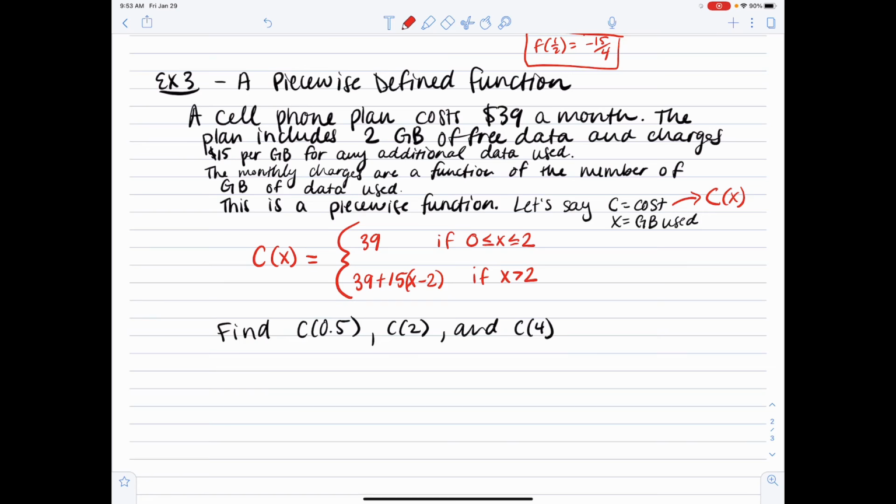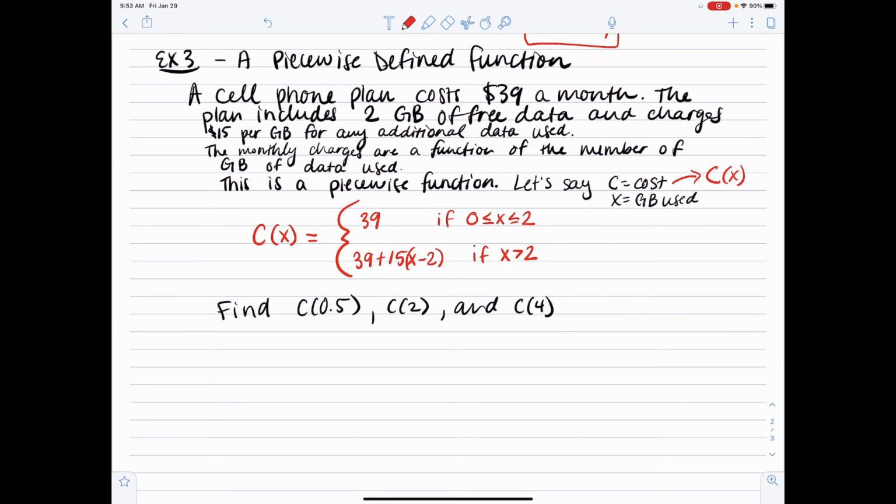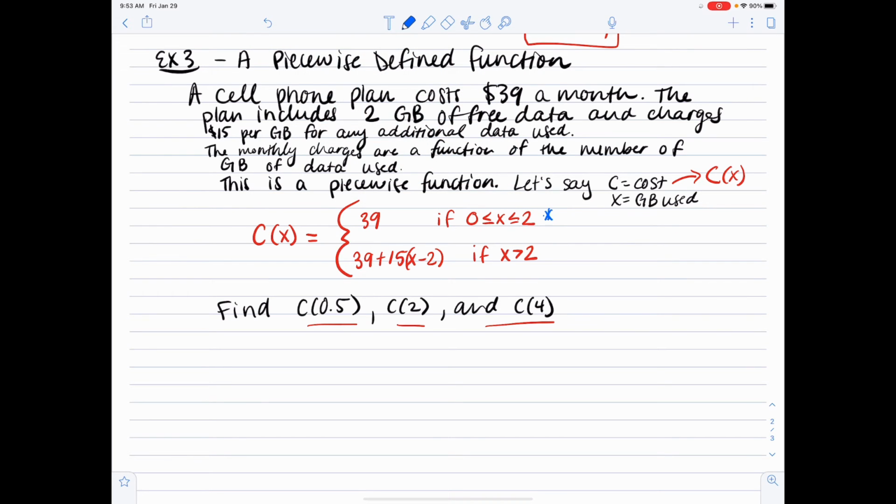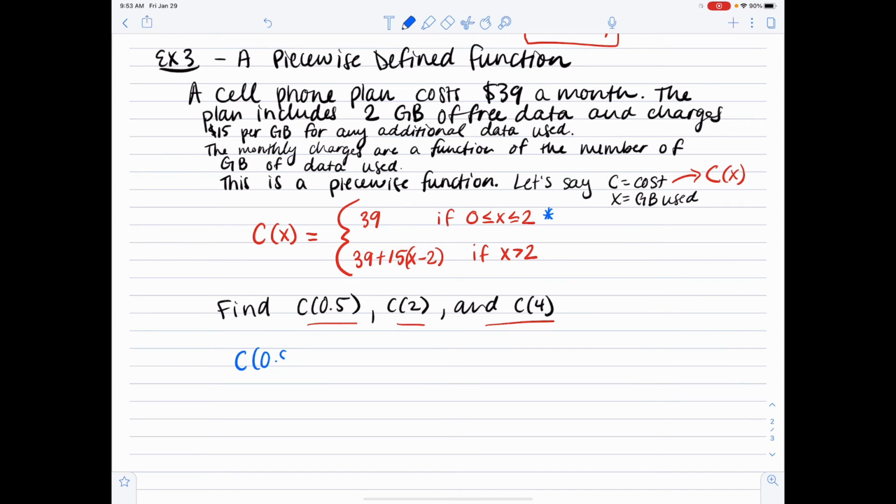And then from here we can find the cost if you only use 0.5 gigabytes, if you only use 2 gigabytes, and if you use 4. Okay, so let's start with each of those. If you only use 0.5 gigabytes, that falls right here. 0.5 is between 0 and 2, so C of 0.5 just equals $39. So you pay $39 for 0.5 gigabytes.